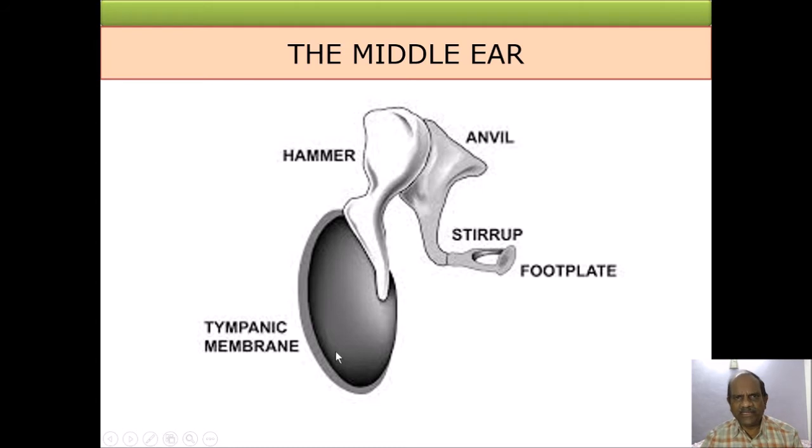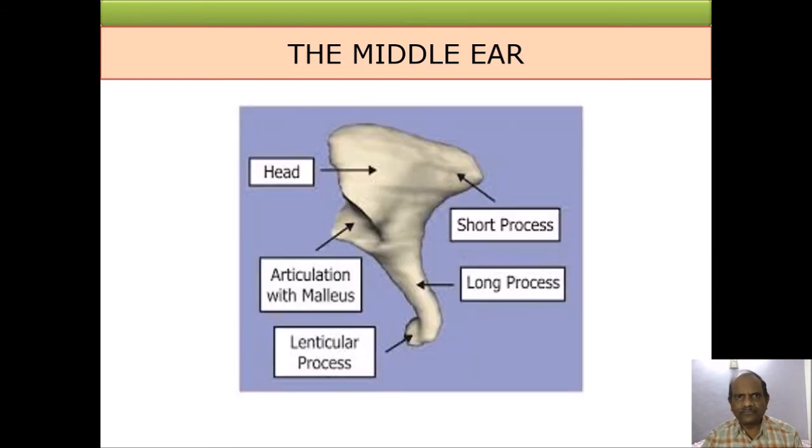This is the tympanic membrane. This is the malleus with its head, and that is the anvil, and this is the stapes with its foot plate. Then, as I told you, this separately shows the structure of the bone, the malleus.